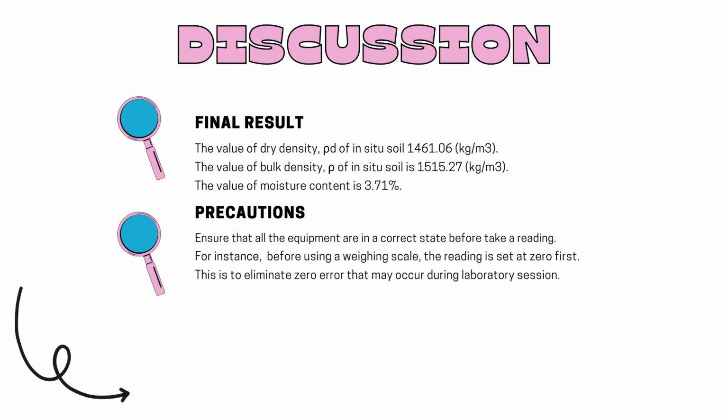For the precaution, ensure that all the equipment is in a correct state before taking a reading. For instance, before using a weighing scale, the reading is set at 0 first. This is to eliminate zero error that may occur during the test.